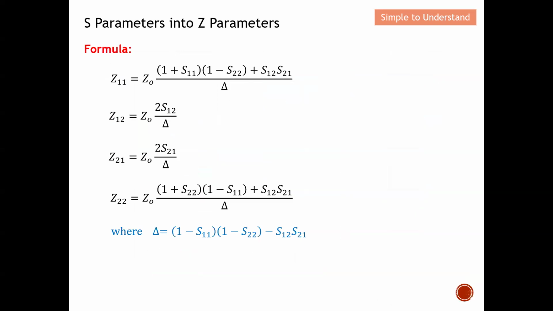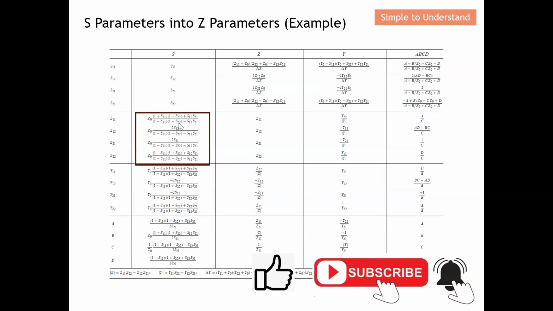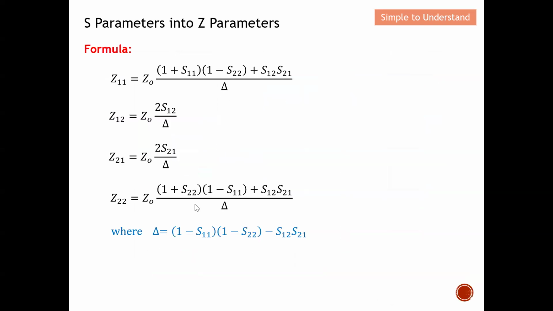Let's take a look at the example. Before we come into the example, these are the formulas that I mentioned earlier on. Basically, I just want to make this delta equal to this, because if you look at the formula, you can see that all these terms are actually similar. So I want to make it easier so that the formula doesn't look so tedious. These are all the formulas that we require to convert S parameters into Z parameters.